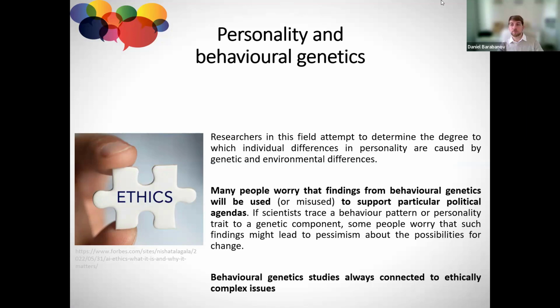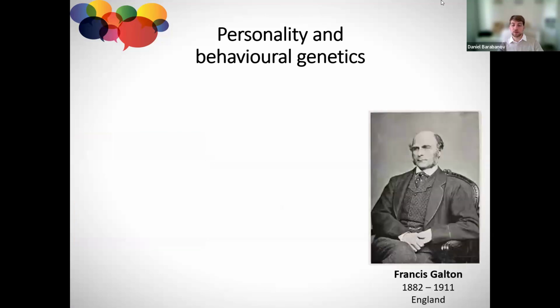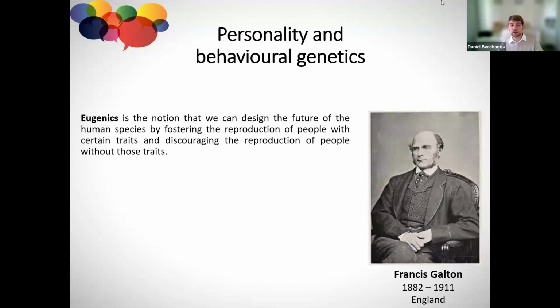Maybe the simplest example of how genetic findings were misused in the political aspect is eugenics. Initially, eugenics was developed by Francis Galton, a British scholar. He was a cousin of Charles Darwin, the founder of the theory of evolution. His initial idea was to breed genetically special people with each other.